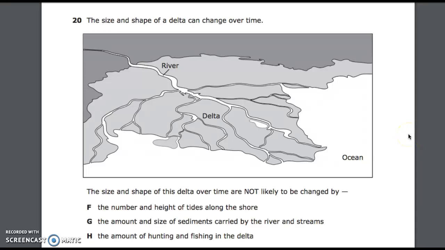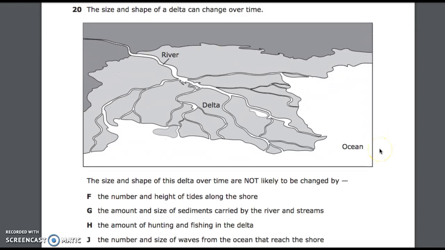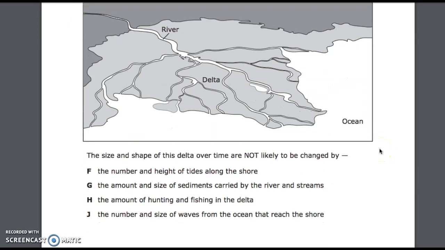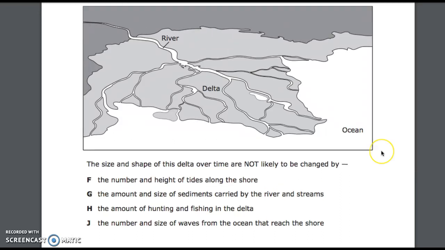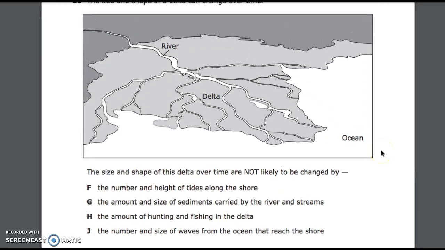Number 20. The size and shape of a delta can change over time. River, delta, ocean. The size and shape of this delta over time are not likely to be changed by F, the number and height of tides along the shore, G, the amount and size of sediments carried by the river and stream, H, the amount of hunting and fishing in the delta, J, the number and size of waves from the ocean that reach the shore.